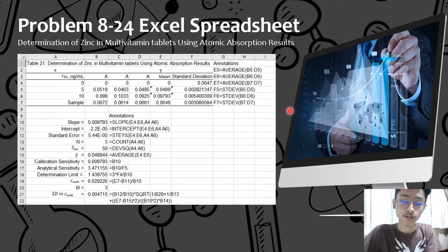Next, for the Excel spreadsheet, we tabulated the values of the X as concentrations of the zinc, including the unknown concentration of the sample, and the values of Y as the mean of the absorbance values. So we computed for the slope, intercept, standard error count, the mean of the absorbance values, calibration sensitivity, analytical sensitivity, detection limit, concentration of the unknown, and the standard deviation of the unknown, using the given formulas here in the annotations and arrived at the same values in the calculations that we made in the least squares method.